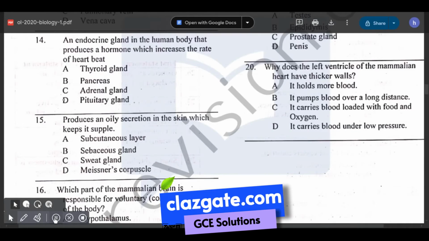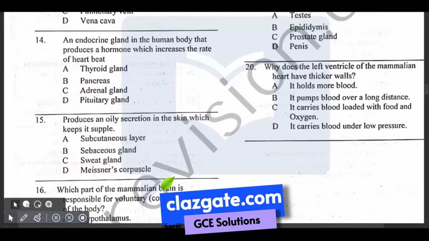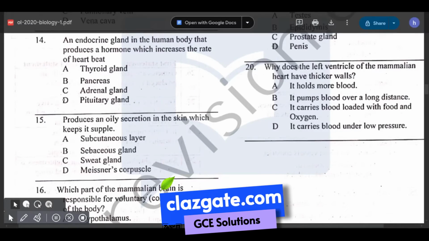Next question. Question number 14 is saying the endocrine gland in the human body that produces a hormone which increases the rate of heartbeat. What is that? It is the adrenal gland. That's option C, the adrenal glands.